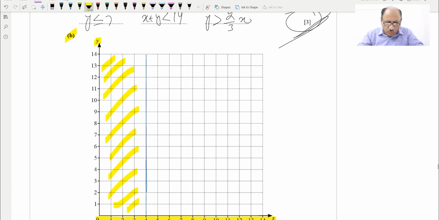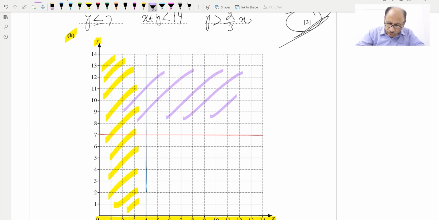Now the next is y is less than or equal to 7. If we draw it, less than or equal to is wanted, so greater than will be unwanted. So we are drawing a solid line, because it is less than or equal to, and the upper portion will be unwanted, so we can shade this upper portion as unwanted. This is done. Now the next line is what?